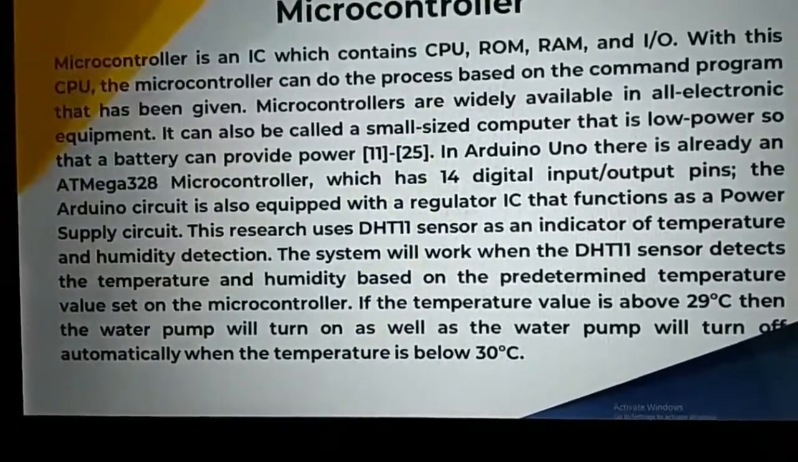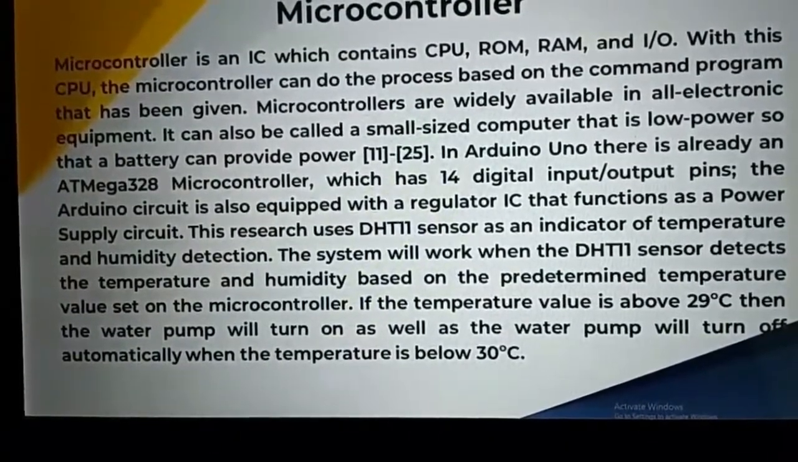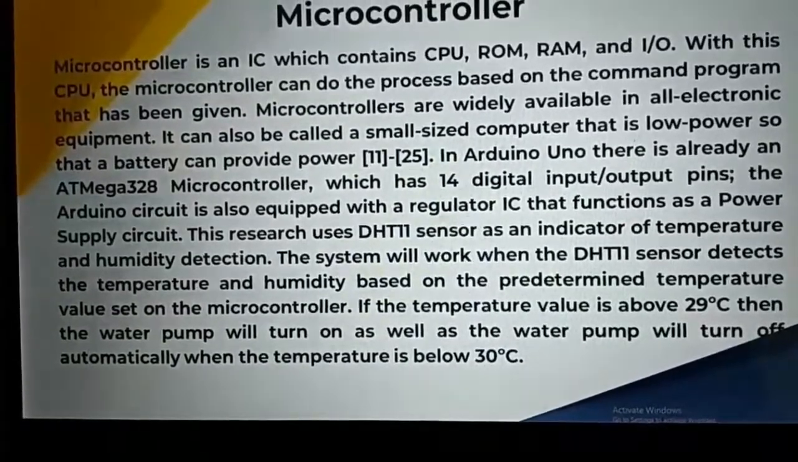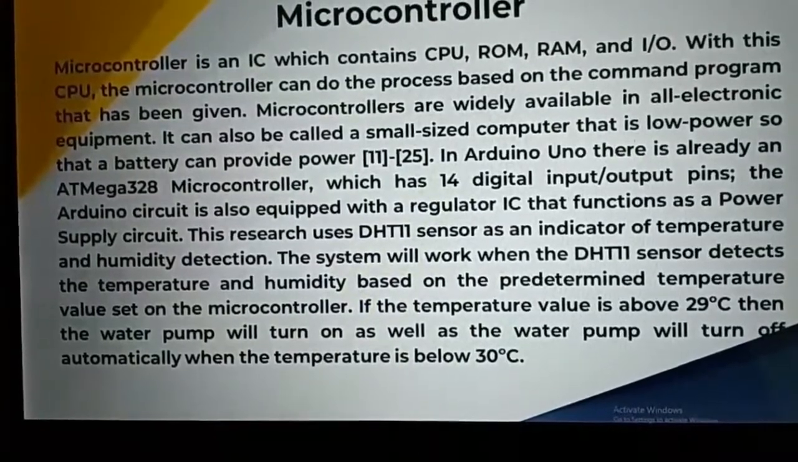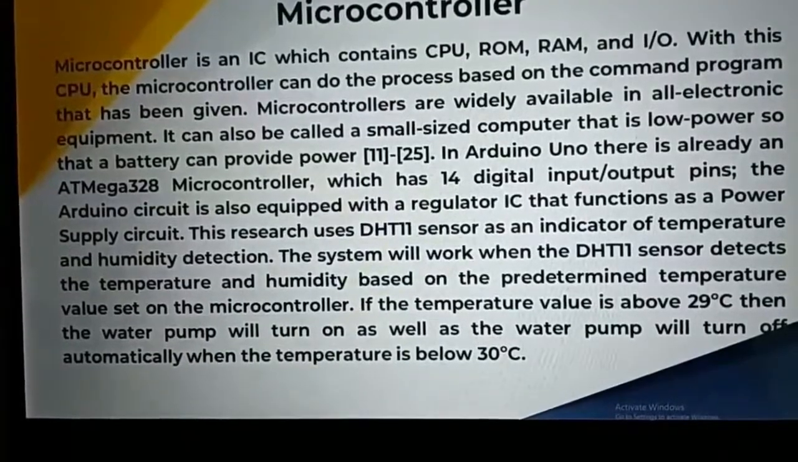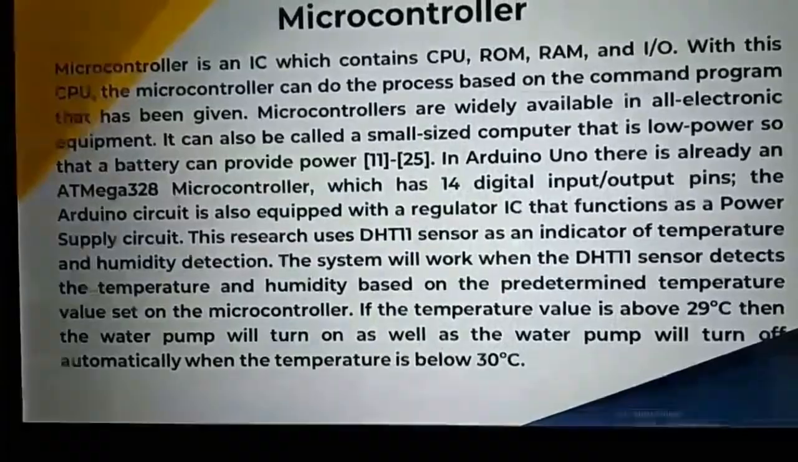If the temperature value is above 29 degrees Celsius, then the water pump will turn on, as well as the water pump will turn off automatically when the temperature is below 30 degrees Celsius.